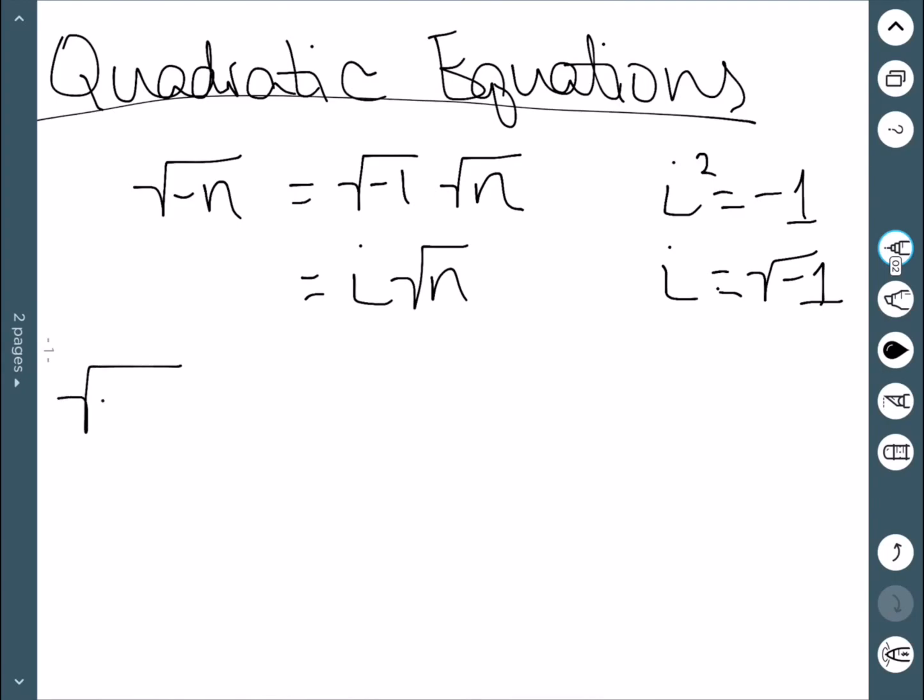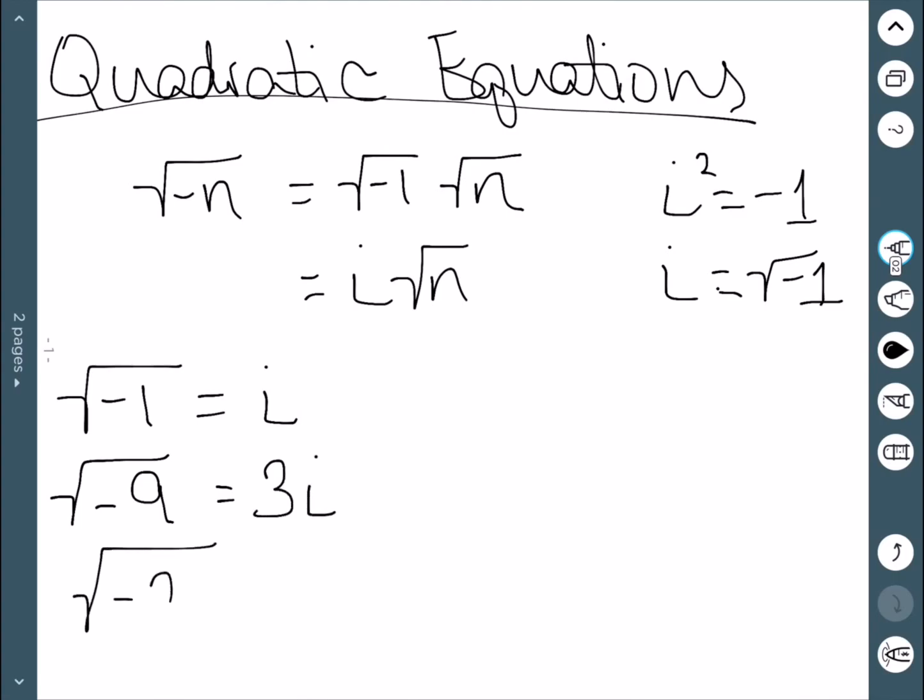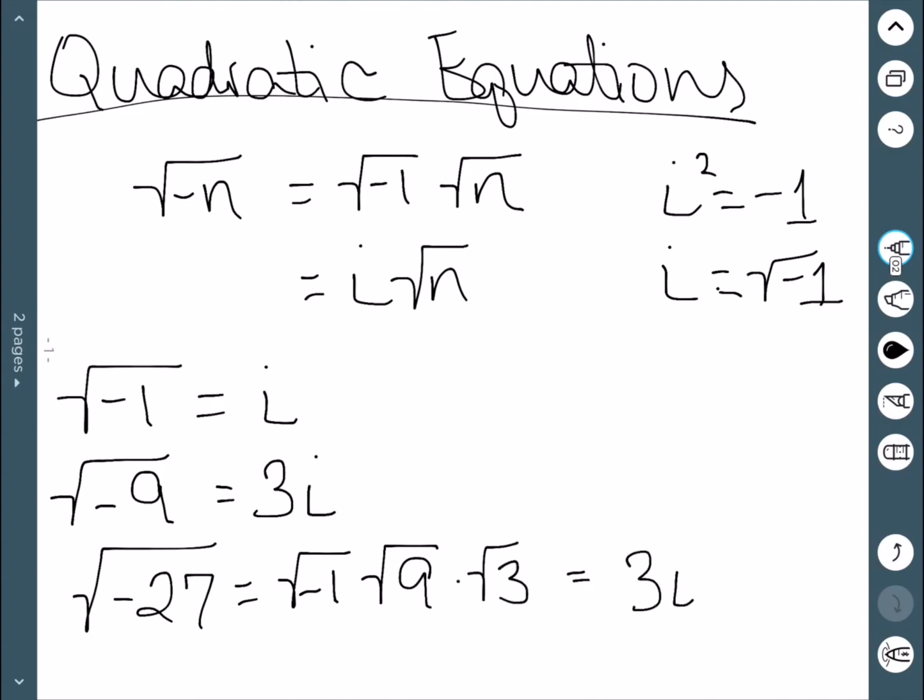For example, the square root of -1 is just i. The square root of -9, well, the square root of 9 is 3, so this is 3i. The square root of -27, well, this would be the square root of -1 times the square root of 9 times the square root of 3. So we would get 3i square root of 3.